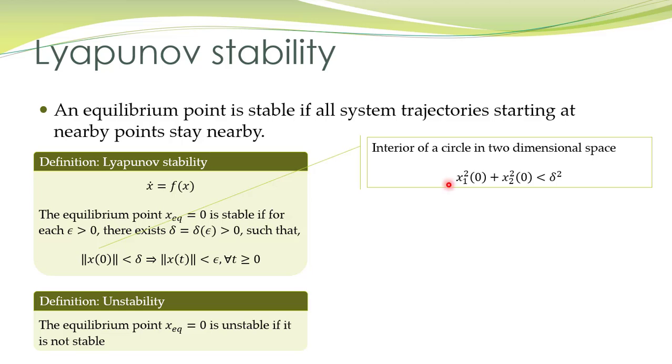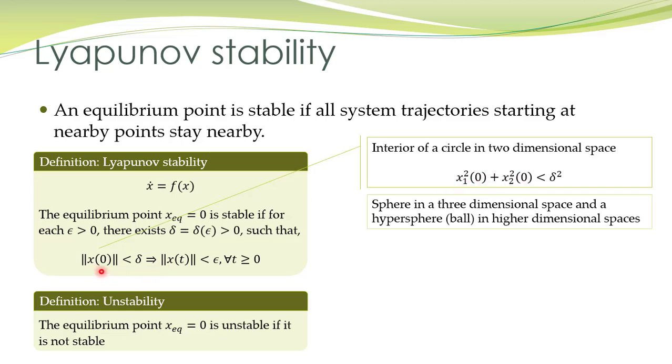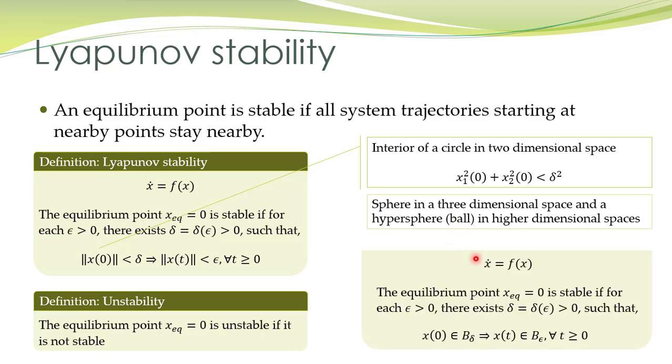So for a system with two states, this thing describes the interior of a circle. If you have, for example, three states, then this inequality will describe the interior of a sphere, and in higher dimensional spaces it will be a hypersphere. In general, we call it a ball.